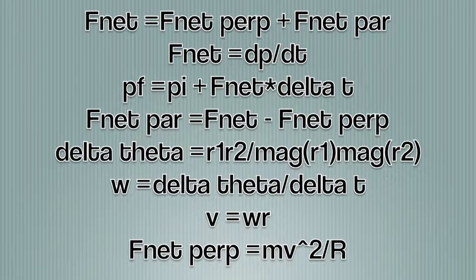To find F net perpendicular, we must first find delta theta, which equals r1 dot r2, divided by the magnitudes of r1 and r2. Omega equals delta theta divided by delta t. Then, velocity is equal to omega times radius, and F net perpendicular is equal to mv squared over r.